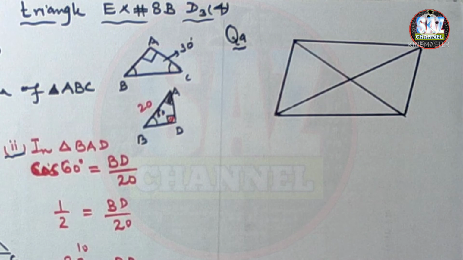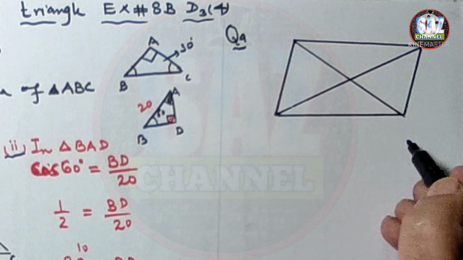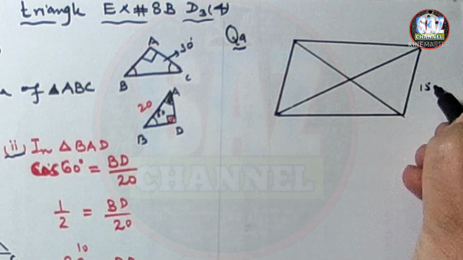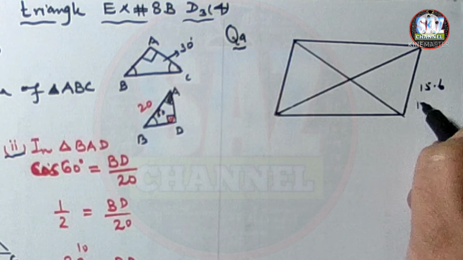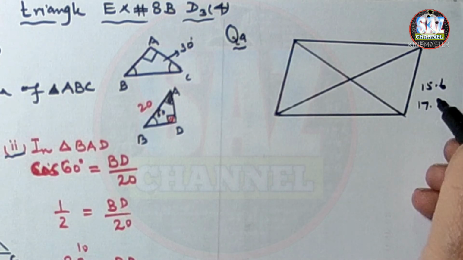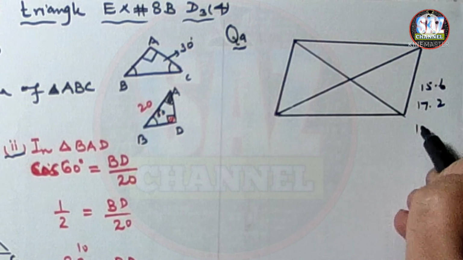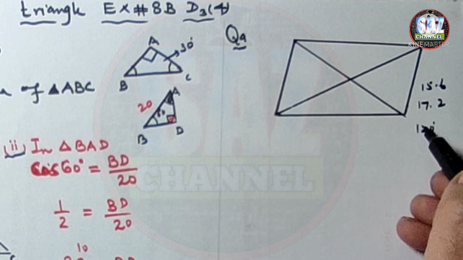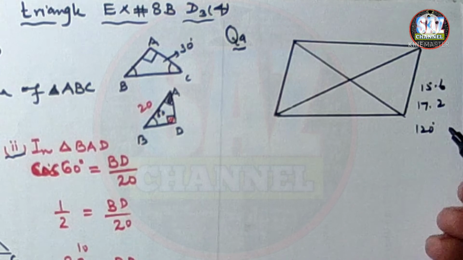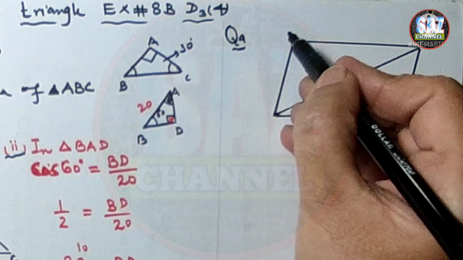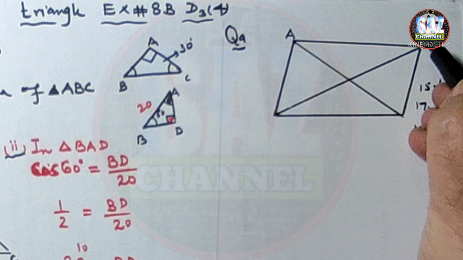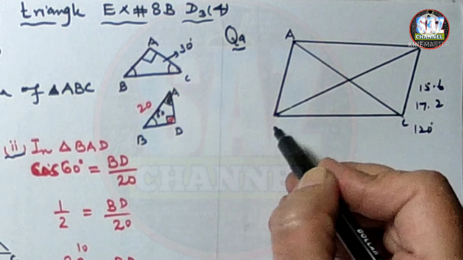The question says the diagonals of the parallelogram have the lengths 15.6 and 17.2 centimeters. They intersect at an angle of 120 degrees. Find the area of the parallelogram. It's always good in geometry to sketch the figure. I have sketched the parallelogram for you, A, B, C and D.